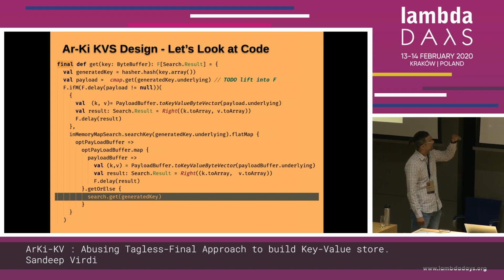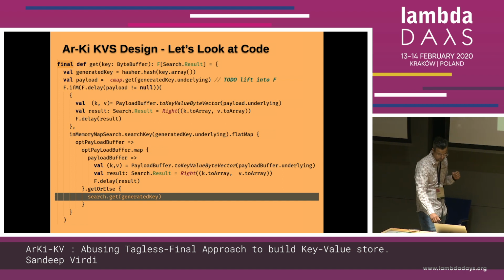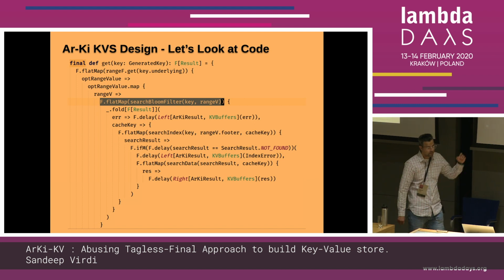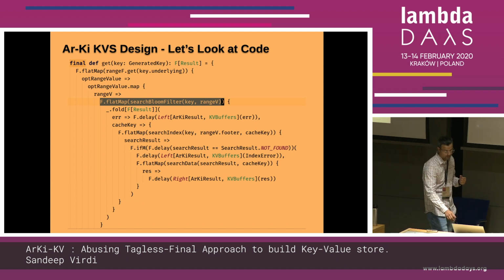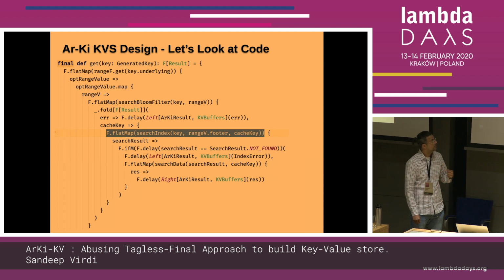The unhighlighted part is just if the key is present in the memory, you just look it up and return. The interesting bit is when the key is not present and you're going to the disk. So when the key is not present, you first try to search the Bloom filter. And if the Bloom filter says, OK, the key is there, you go ahead and search the index. This is going to be a binary search, straight up binary search.